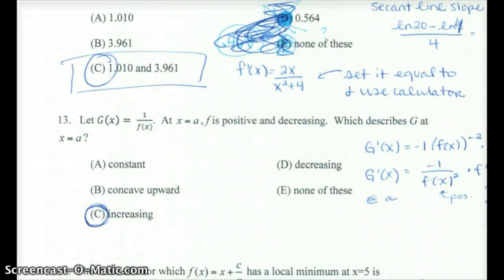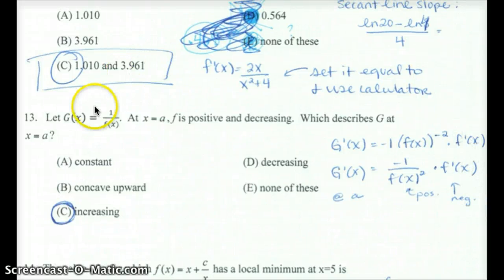Here's the thinking process for this example. Again, I started with g. I identified that f of x is positive and decreasing, which means that f prime of x is negative. When I took the derivative of g, I used a chain rule. The outside function was something to the -1. The inside function was f of x. I didn't actually write that down, so write it down if you don't see where this came from.